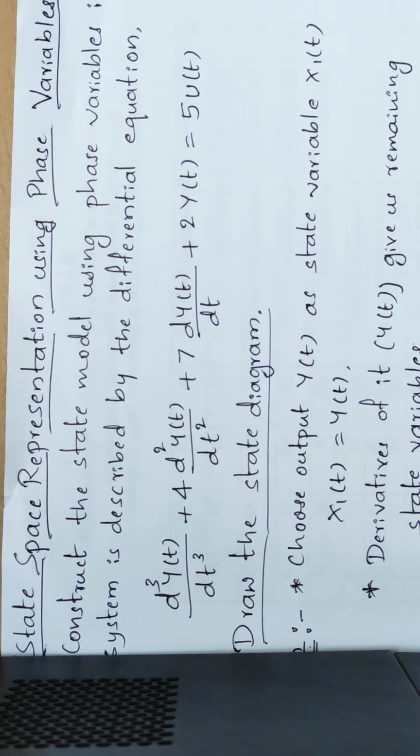The phase variables are those variables which are obtained by assuming one of the system variables as the state variable. Remember, in the given system, we have to consider one variable as our state variable. Usually that variable we take as the output variable, y in the equation. If output y of t is there, we select that as our first variable. y of t is our first variable, so y of t is equal to x1 of t.